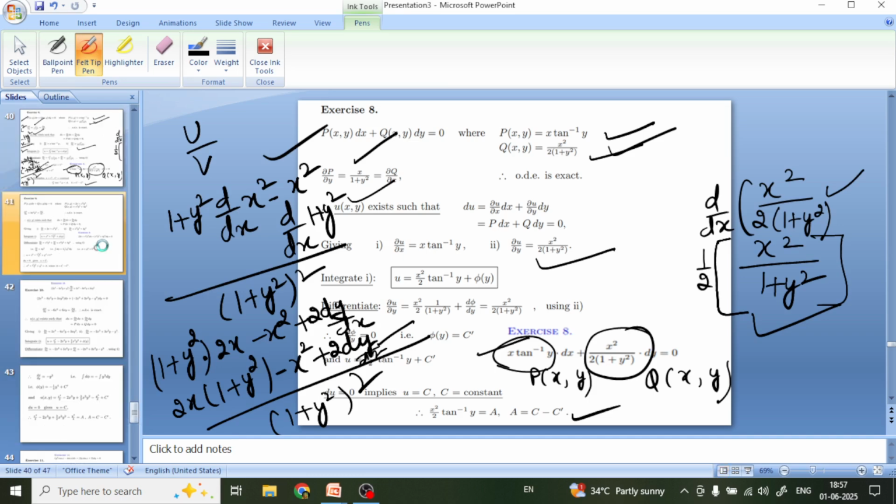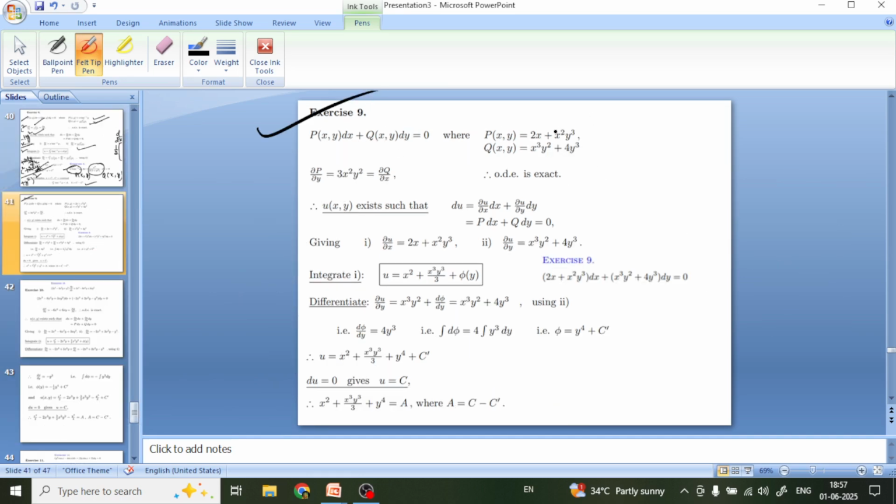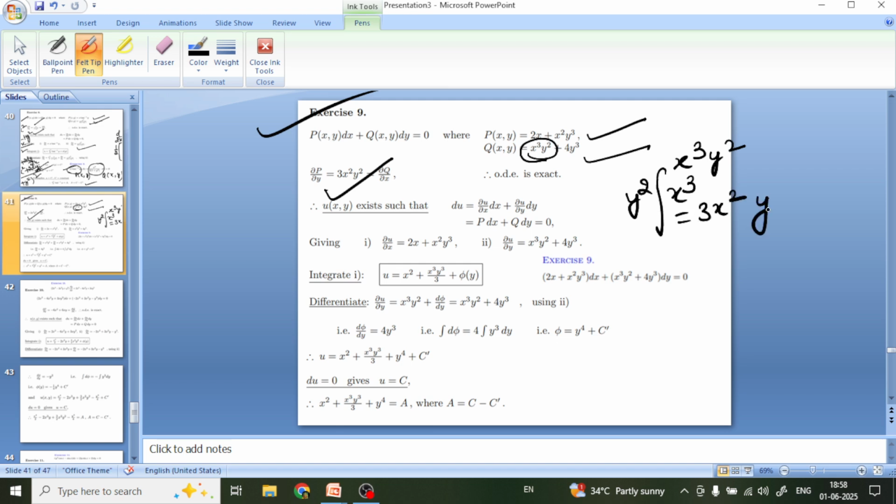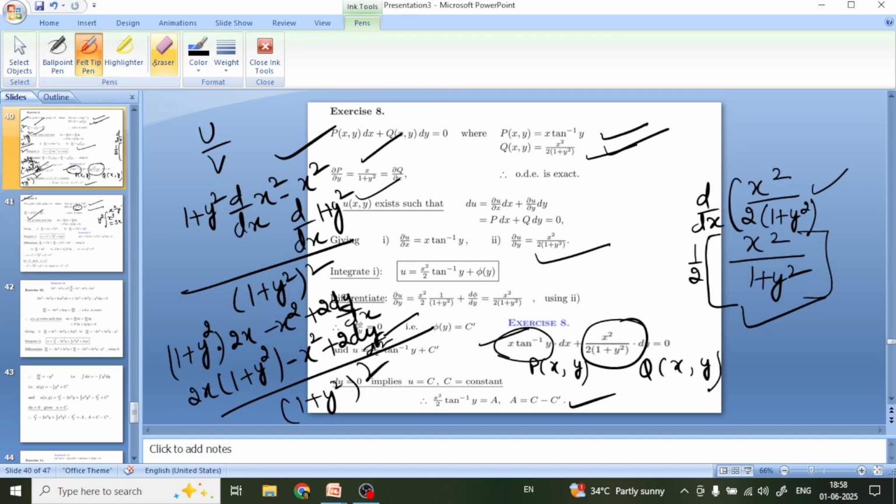Now after this, next question. This is your first question, second equation. Take the derivative of this, you will find this. And you can see the derivative of this like this. x square cube, y square should be taken as a constant, that should be equal to 3x square y square. You can do like this.